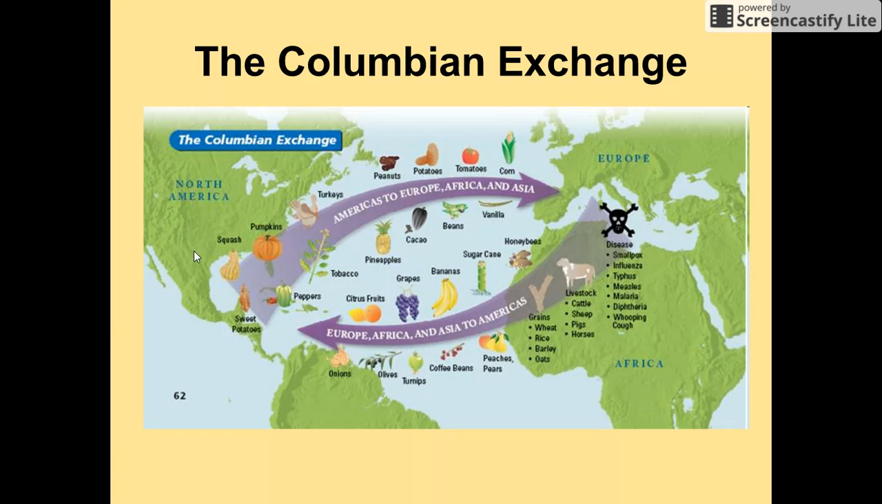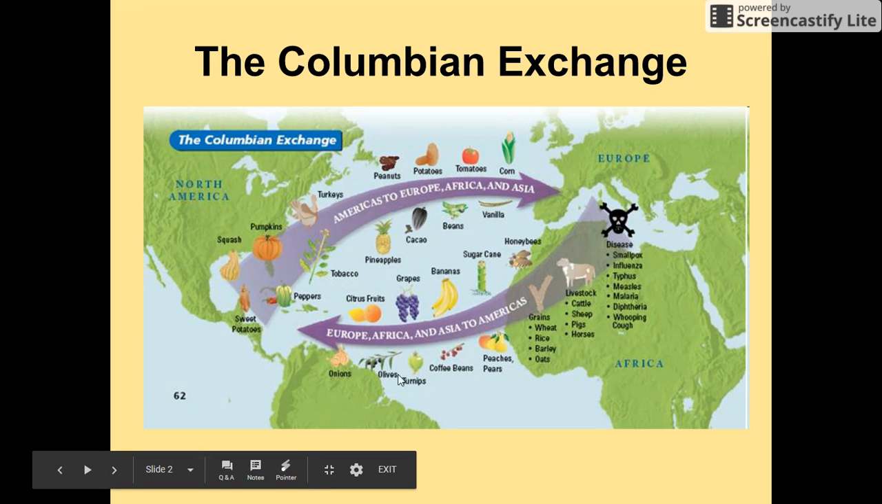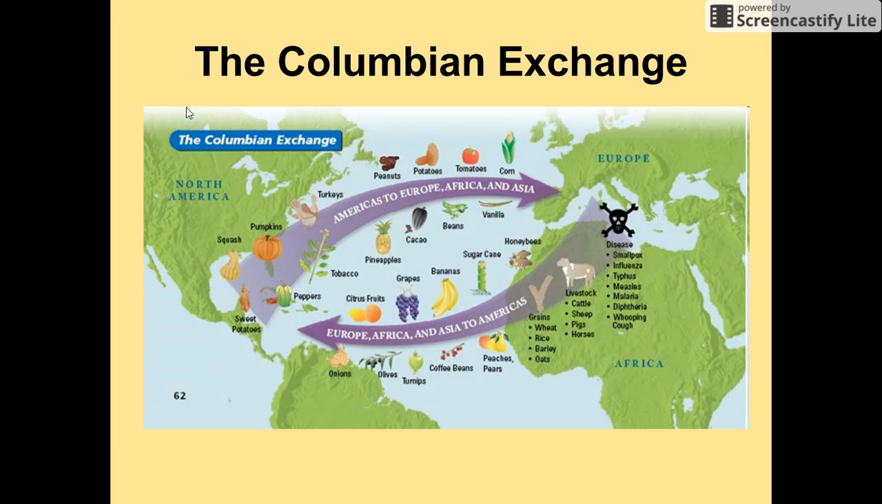The Columbian Exchange, this is North America, the continent of North America. This is the continent of South America. We have Europe here and Africa here, and those are super important to know. Canada's up here, the United States is here, Mexico was here, and all of those make up North America. And this is the Atlantic Ocean.